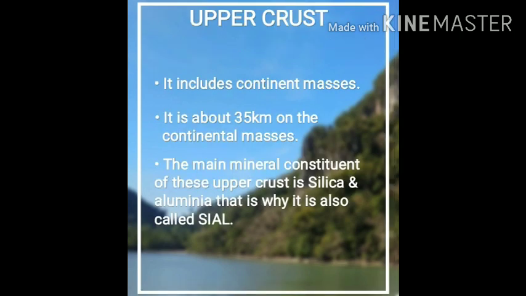Upper crust. It includes continental masses. It is about 35 km thick on the continental masses. The main mineral constituents of this upper crust are silica and aluminium. That is why it is also called Sial. Here you may get confused with the word Sial. The upper crust is known as Sial because it consists of silica and alumina minerals.